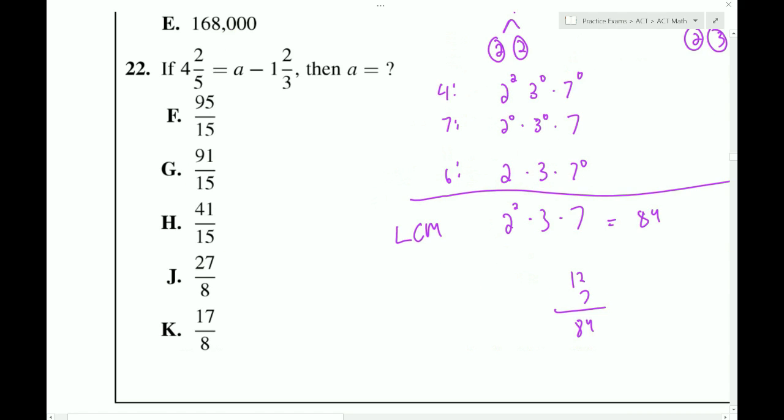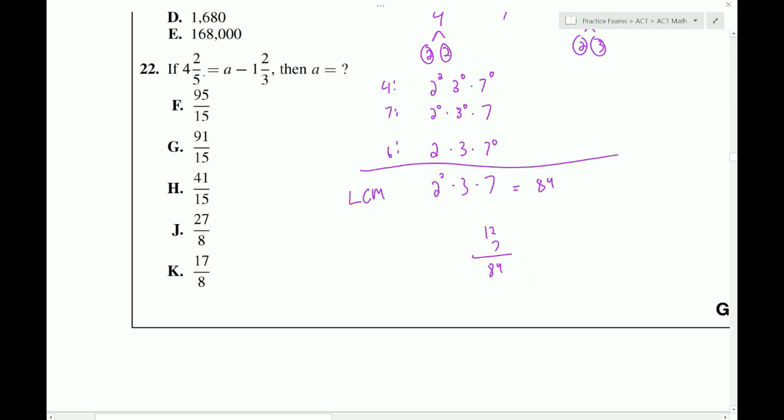Alright, so here we have an equation with mixed numbers, and it's always better to work with improper fractions when it comes to this stuff.